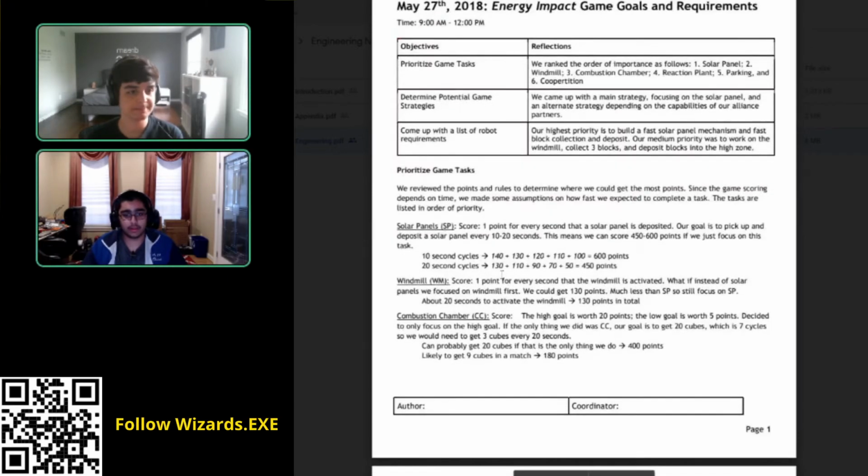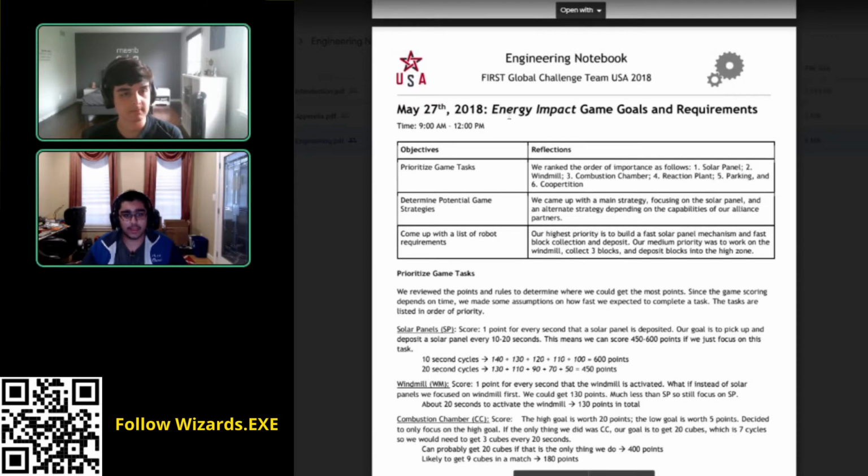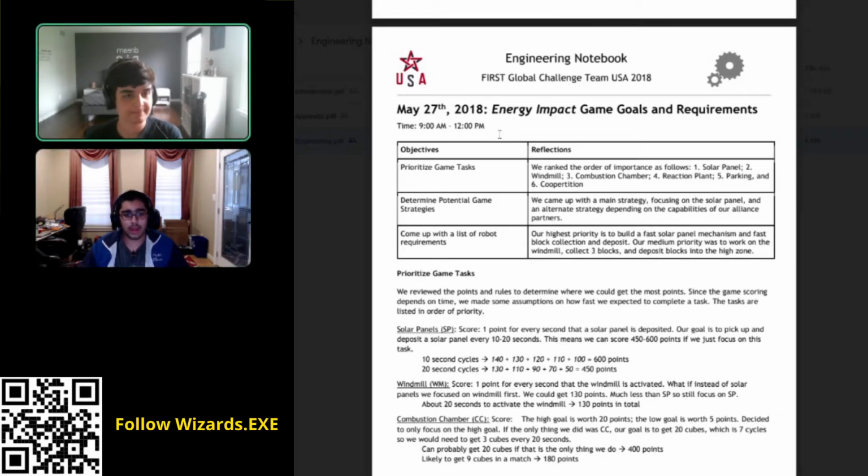That's so awesome. Now let's look at the first entry here, which is energy impact game goals and requirements. This is the first meeting we had of the first global season. You'll see that at the top we have the date as well as the time. In our FTC notebook, sometimes we'll put who was there, including our team members and mentors. And then after that, we have this table. This table just gives a really quick overview of what happened during that meeting.